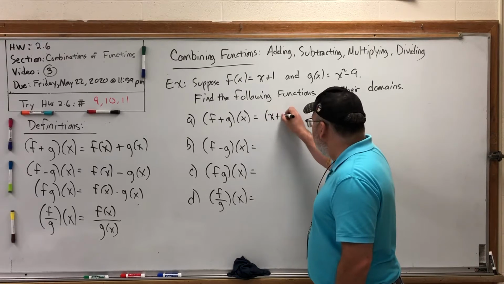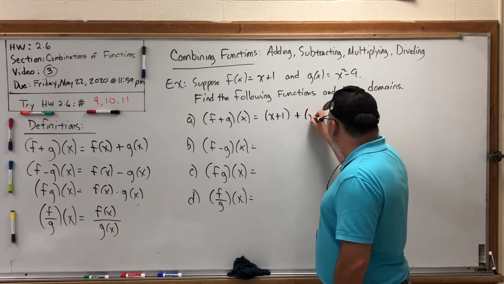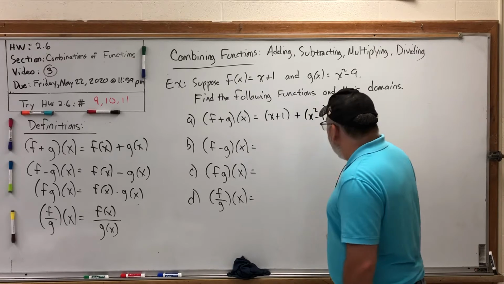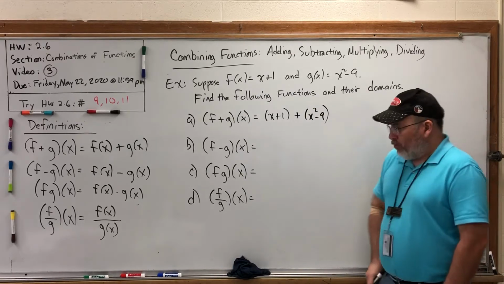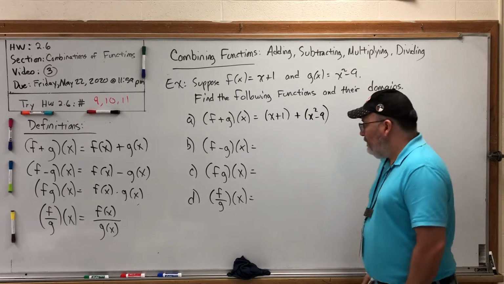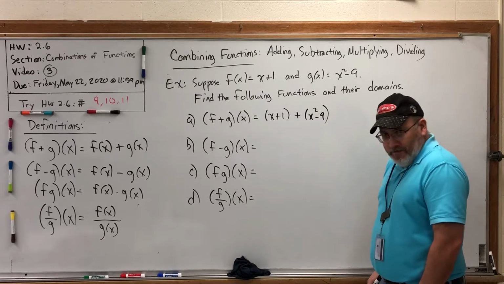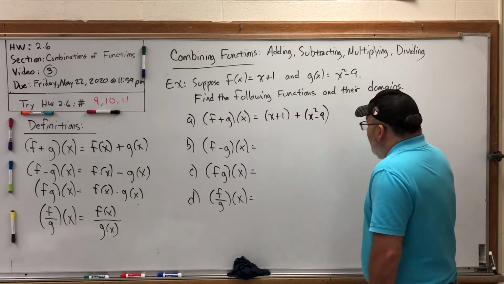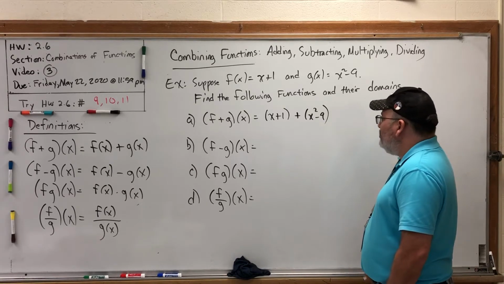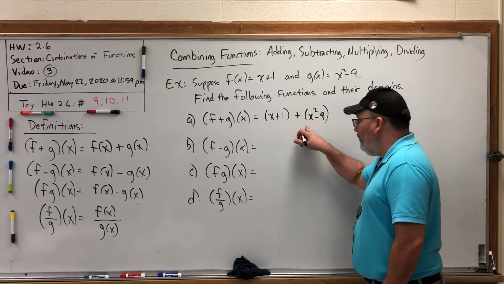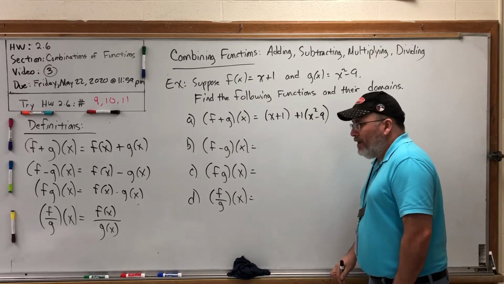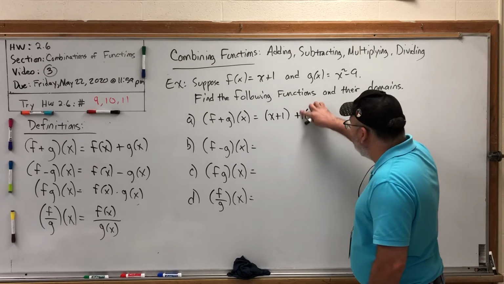I'm going to take the x plus 1, and I'm going to take the x squared minus 9. Now for this one, the parentheses are more window dressing than anything. That won't be the case in a couple of them following. Plus, there's really nothing to distribute. I guess you could argue, I'm going to distribute the plus, but it's a plus 1. Why are you wasting time multiplying by 1?